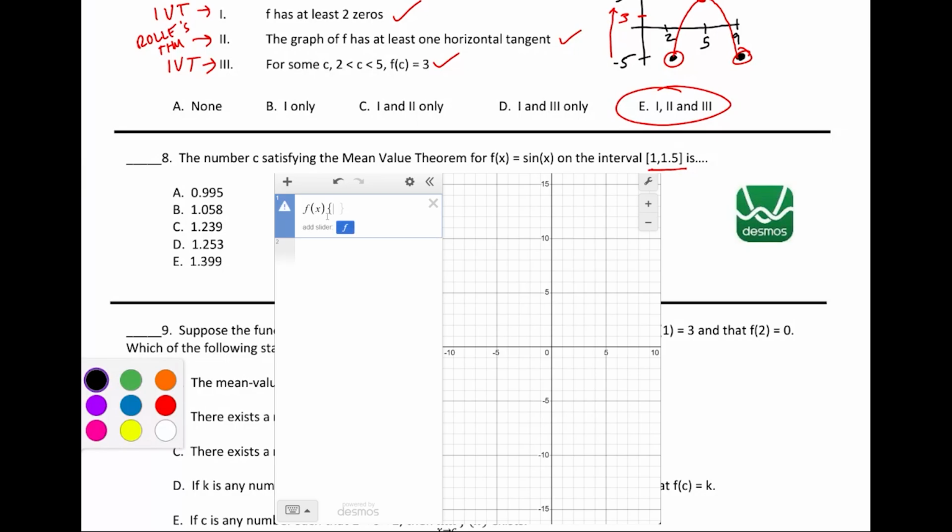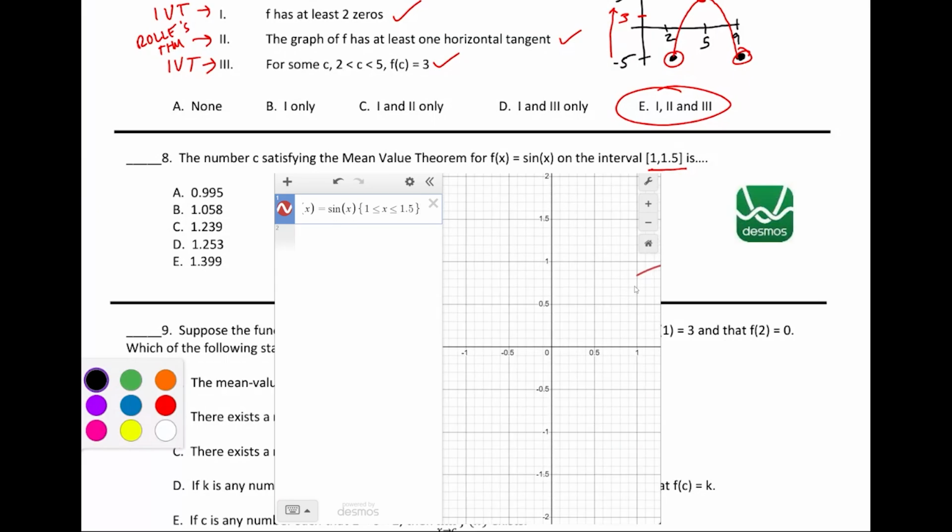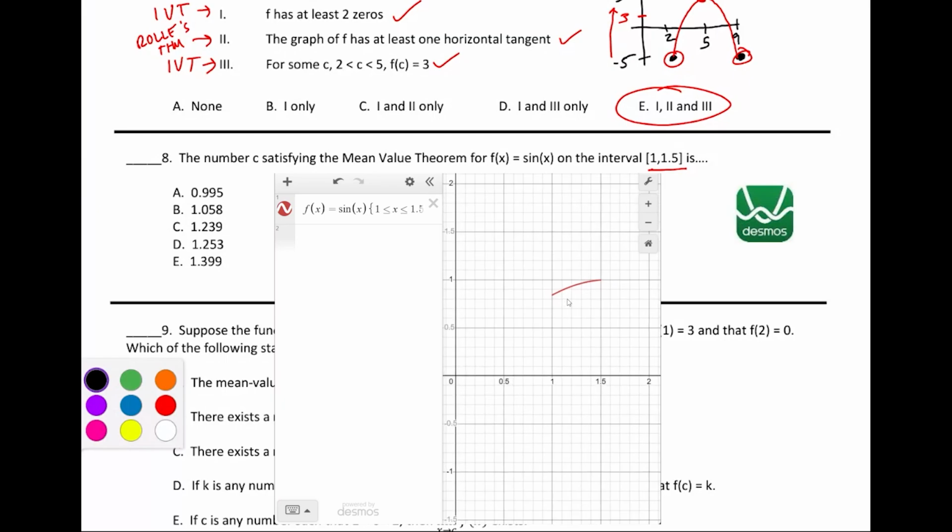And we're really only interested in the interval 1 to 1.5, so I'm going to put a domain restriction on there. Oh, I didn't actually type the function there. Let's see, sine x. There we go. And we'll put that domain restriction of 1 to 1.5 in, with the curly bracket, 1 less than or equal to x less than or equal to 1.5. And so this little piece right here is what we're zeroing in on. Okay, so the mean value theorem says that there is going to be some point on here that has the same slope as the slope between these 2 points.